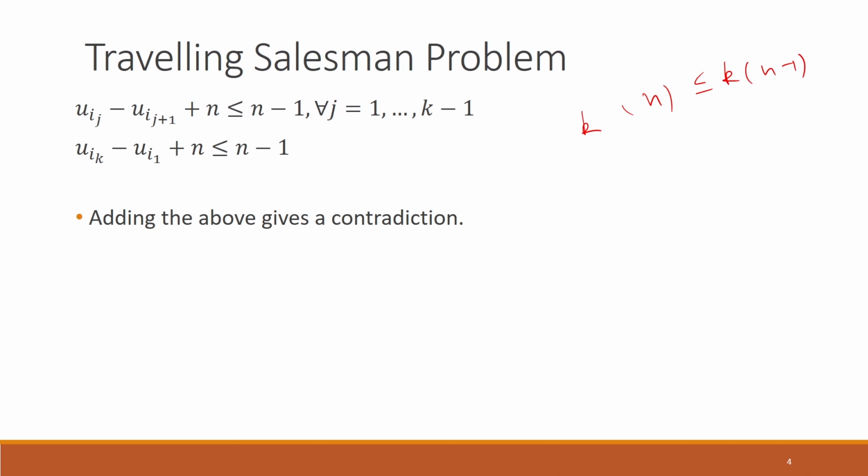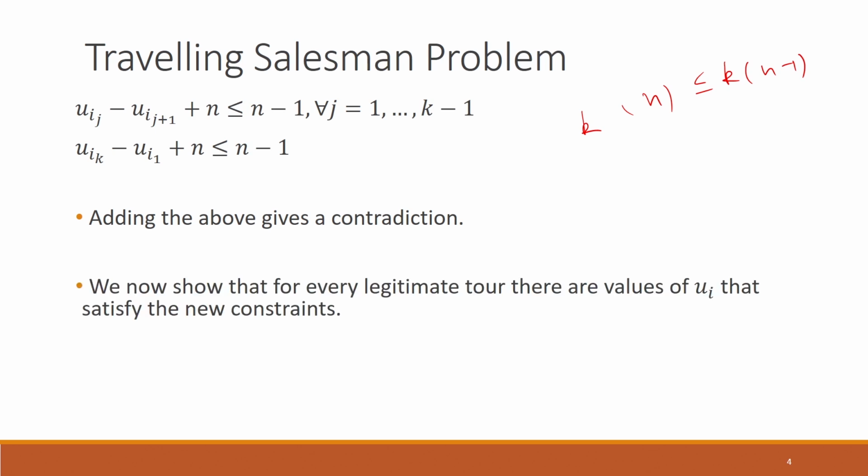Now, we want to argue that this tour is part of the feasible region that is formed by this new set of constraints. That is, there will be some values of u's and xij's for which we will be able to get that tour which is given to us. In that way we will be sure that we have not excluded any tour in this set of constraints. So, we now show that for every legitimate tour there are values of ui that satisfy the new constraints.